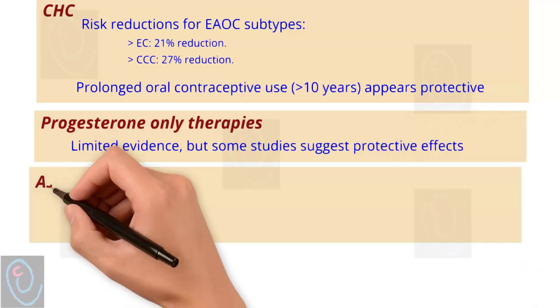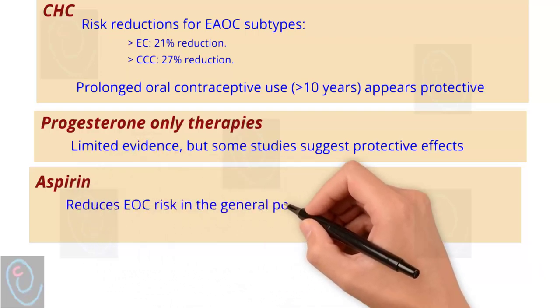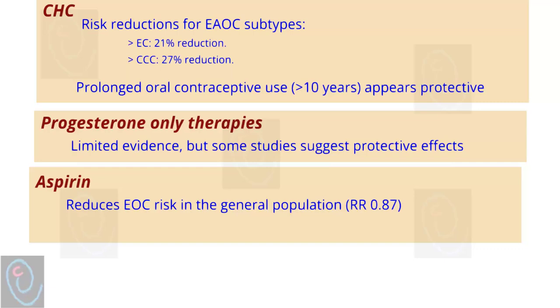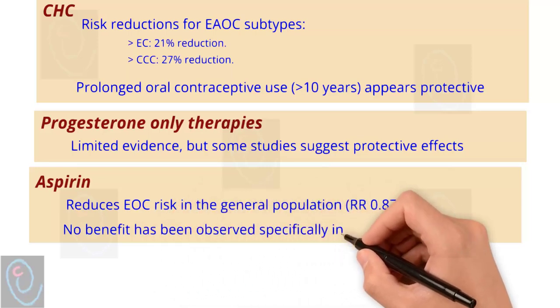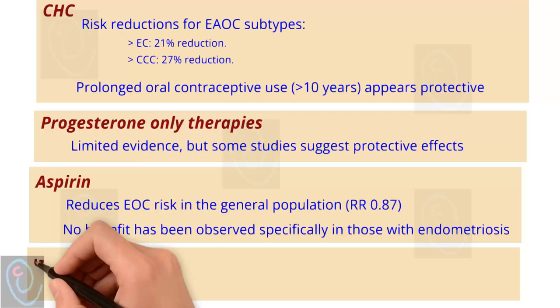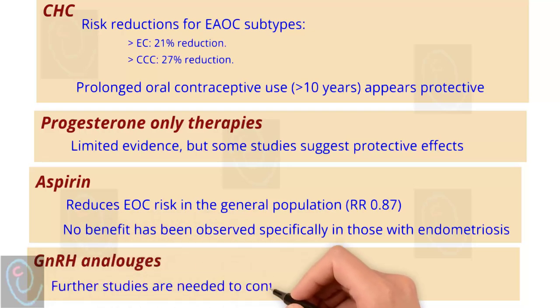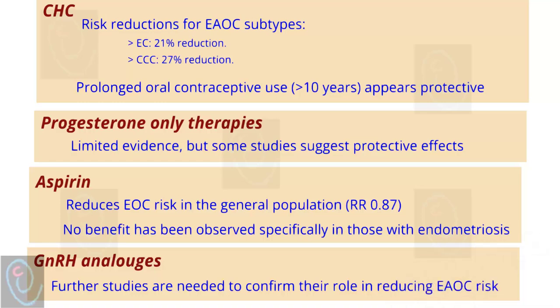Other medical therapies include aspirin. In general, aspirin decreases the risk of epithelial ovarian cancer in the general population. Risk reduction بيبقى 0.87. However, no benefit has been observed specifically in women with endometriosis. Regarding GnRH analogues, further studies are needed to confirm their role in reducing endometriosis-associated ovarian cancer.